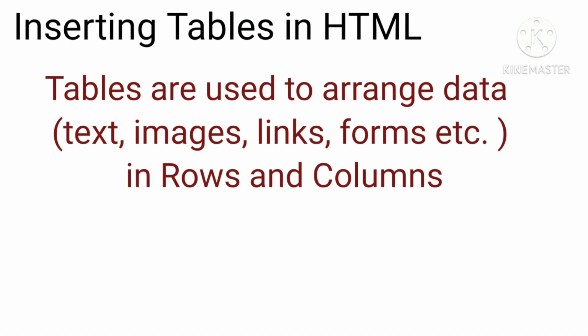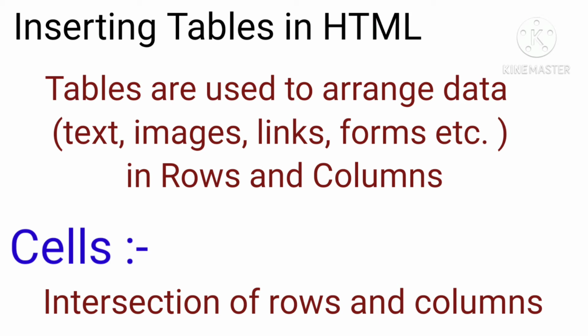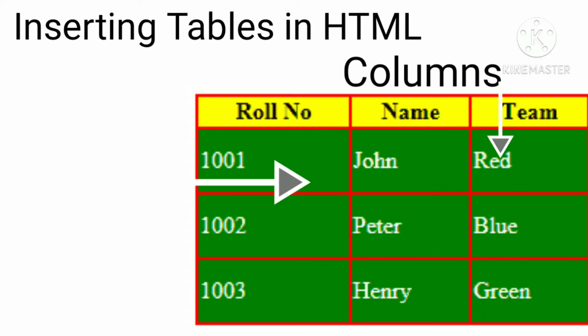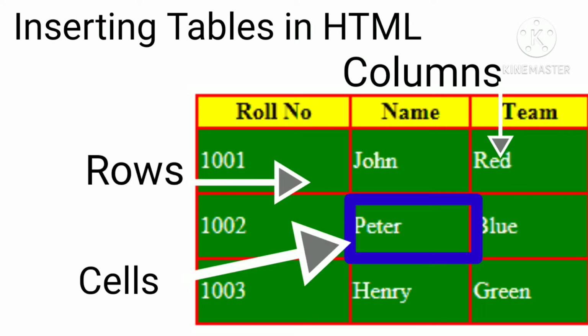Tables are used to arrange data in rows and columns. In HTML, we can arrange data like text, images, links, forms in rows and columns. One important term used in a table is the cell. A cell is the intersection of rows and columns. Columns are vertical, rows are horizontal, and cells are the intersection of rows and columns.